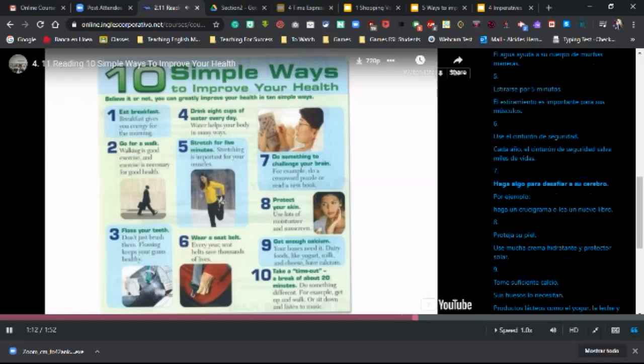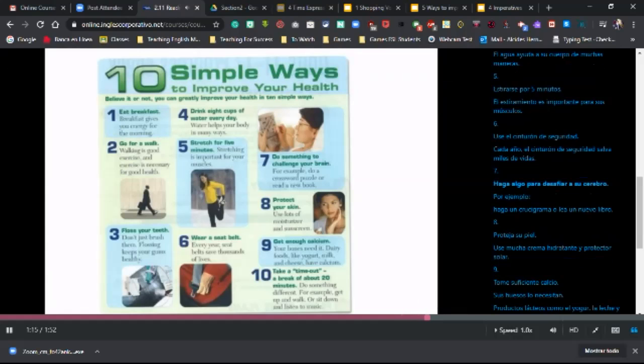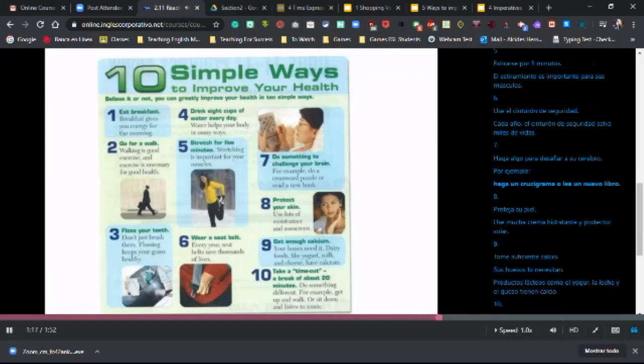7. Do something to challenge your brain. For example, do a crossword puzzle or read a new book.